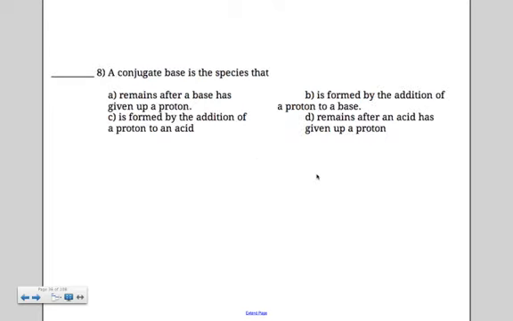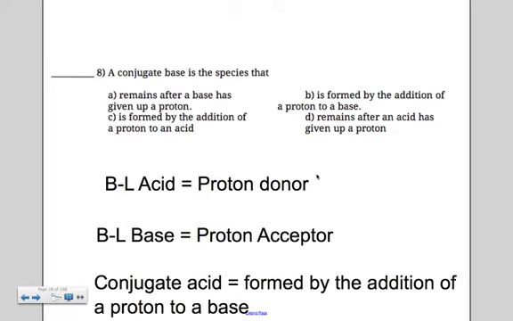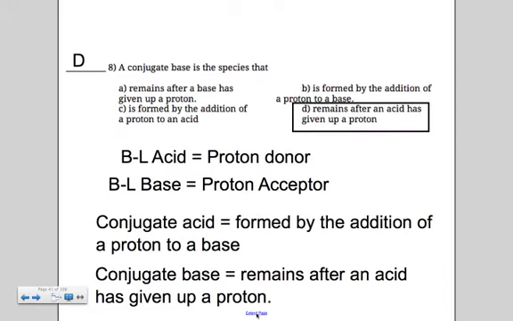Number 8, a conjugate acid is the species that? Well, a Bronsted-Lowry acid is a proton donor. A Bronsted-Lowry base is a proton acceptor. We've covered those. A conjugate acid is formed by the addition of a proton to a base. And the conjugate base is what's left over after an acid has given up a proton. So we're looking at answer choice D. A conjugate base has to be related to an acid. You need to remember that. And it's what's left over after the acid has lost its proton. Answer choice D.